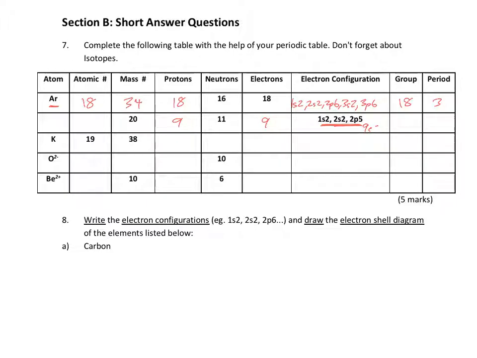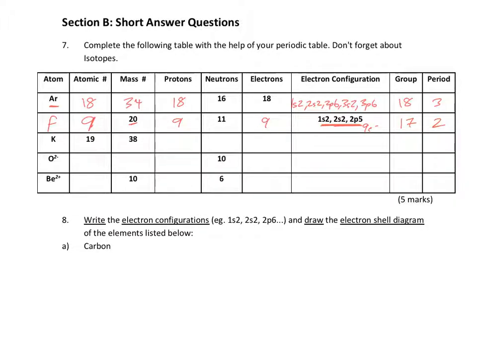So the mass number is going to be protons plus neutrons. 9 plus 11 is going to be 20, so that's correct there. And then the atomic number, sorry, it's not going to be 2. The number of protons is the atomic number, so it's going to be 9 there. Okay? And so the atom on the periodic table that has an atomic number of 9 is F. That's in group 17, and that's going to be in period 2.